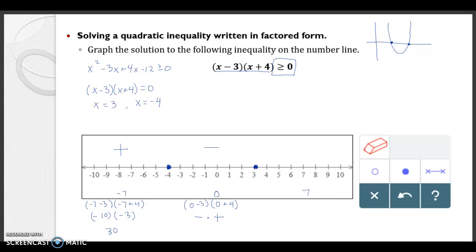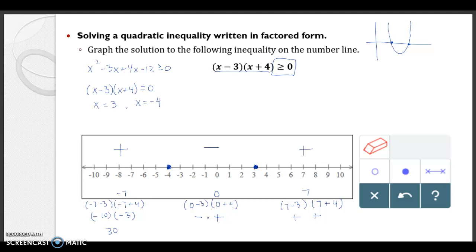Let's plug in 7, because we could plug in 4, 5, 6, 7, 8, 9, 10. Doesn't matter as long as it's within this interval, because the only place it's going to change between above the x-axis and below the x-axis again are these 0 values which we found. So we're going to get 7 minus 3 times 7 plus 4. 7 minus 3 is positive, 7 plus 4 is positive. So we end up with a positive here.